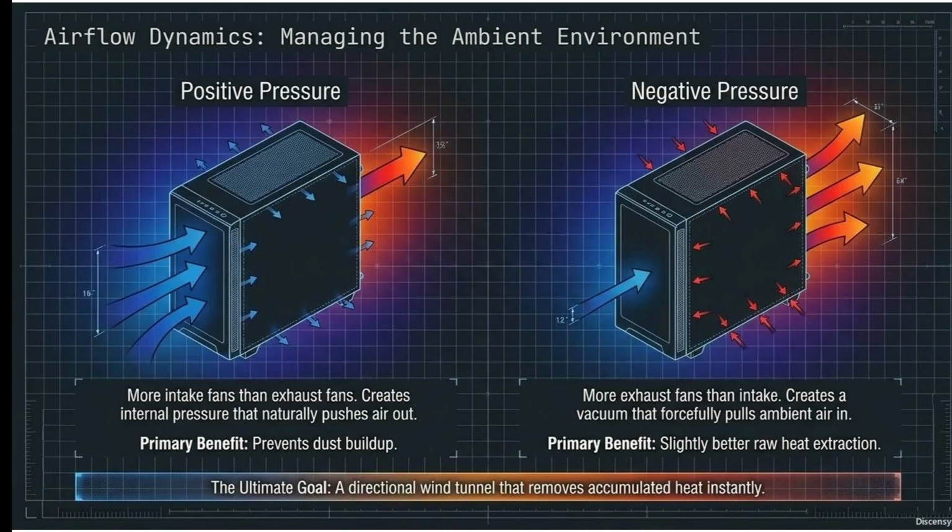Negative pressure: more exhaust fans than intake. It creates a vacuum that forcefully pulls ambient air in. Primary benefit: slightly better raw heat extraction. The ultimate goal: a directional wind tunnel that removes accumulated heat instantly.